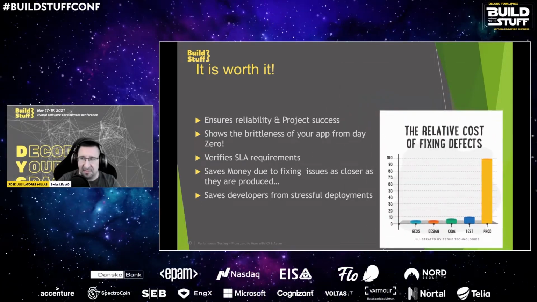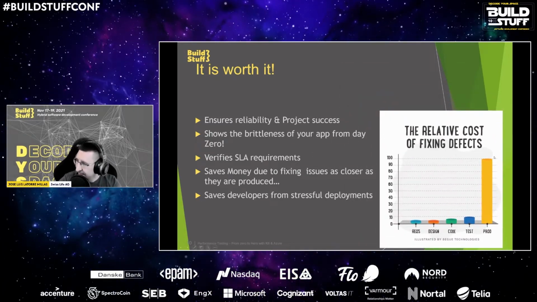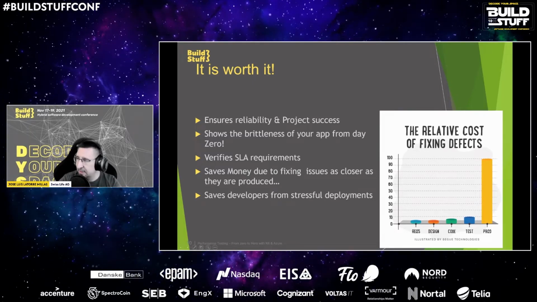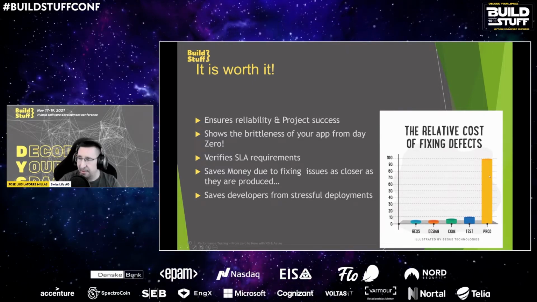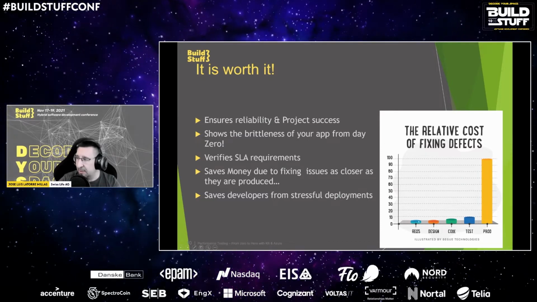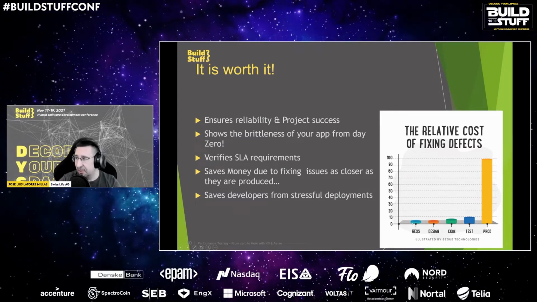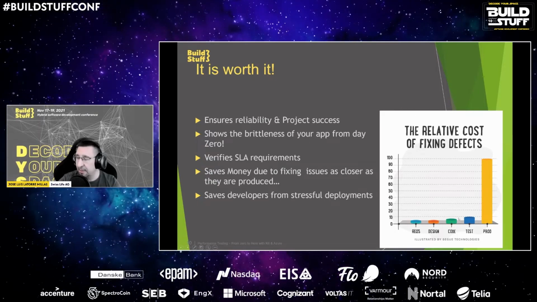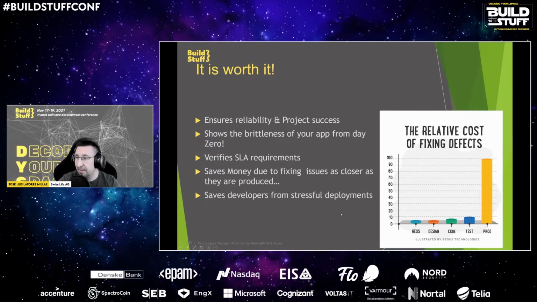And there are a lot of studies that show that the cost really skyrockets if you identify an issue in production. The closer you identify it to when it is introduced, either in the architecture, requirements, or code, the relatively lower the cost.